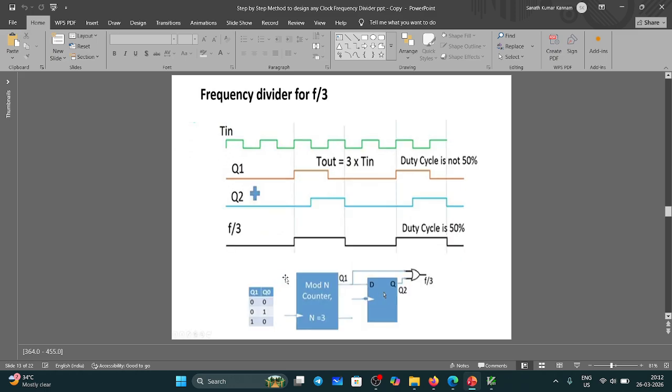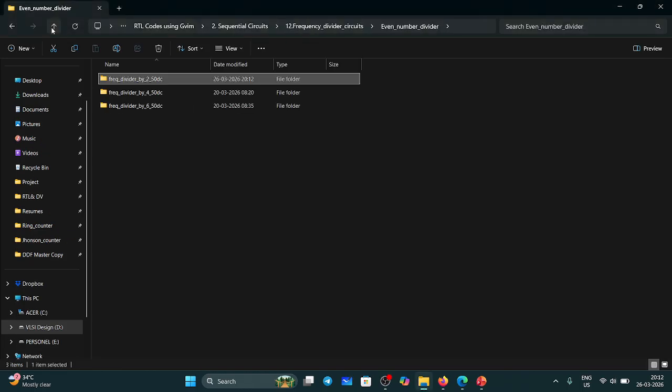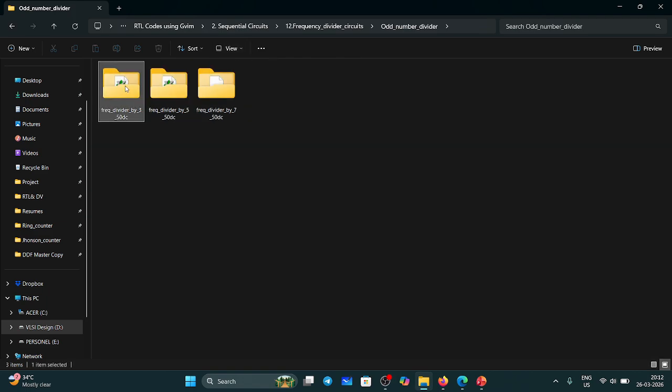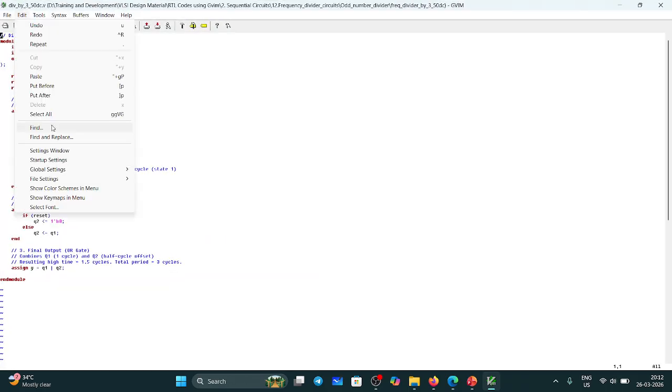For that, I am using a negative edge triggered D flip flop. By designing the circuit like this, Q1 and Q2 are connected to an OR gate, so that I will get the frequency divide by 3 circuit with 50% duty cycle. Okay. So for this, I can write the code for the frequency divide by 3 circuit. This is an odd number. Frequency divide by 3 with 50% duty cycle.